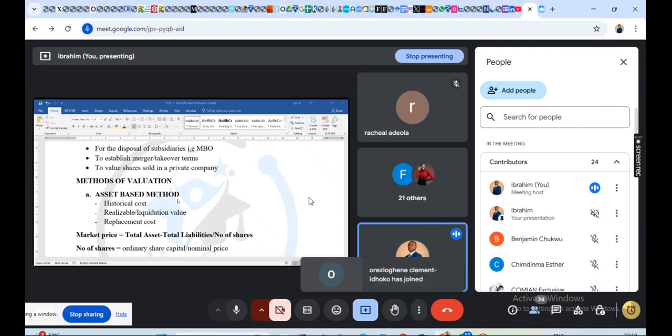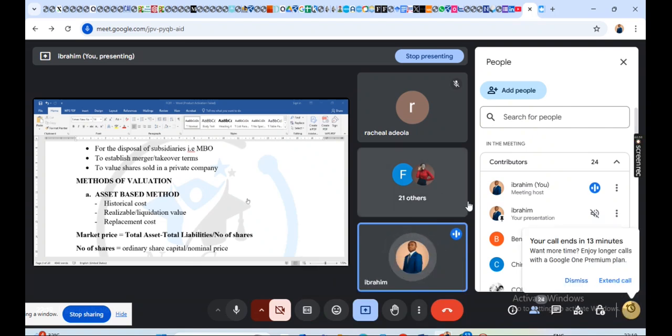Now, the realizable or liquidation method. Realizable means that when you sell these assets, of course, say AA Limited has an asset worth 20,000. Now, they need to finance the business. There is not enough money to finance the business. They go to the market. What is the realizable value?